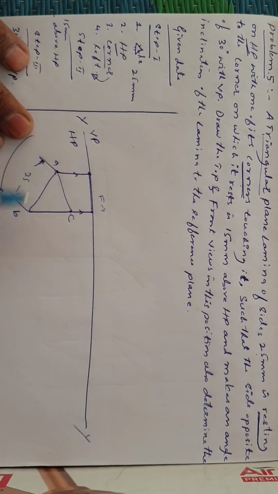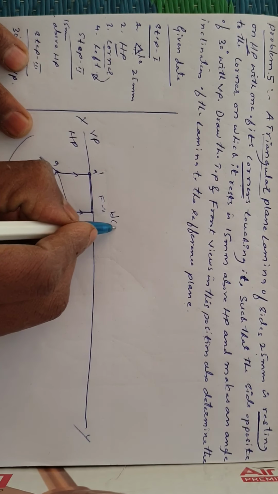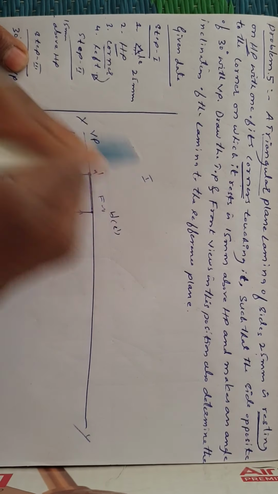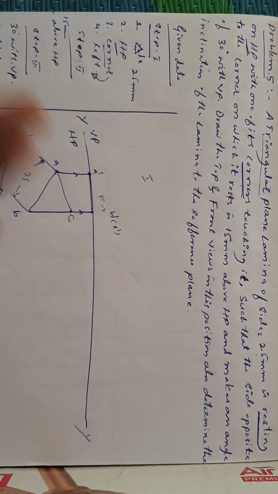This is A, B, C, the top view, and looking from this side, this A will become A dash. B and C are both in the same line, so B dash in bracket C dash. B is visible, C is not visible. So this completes the first step. Now we'll go for the second step.